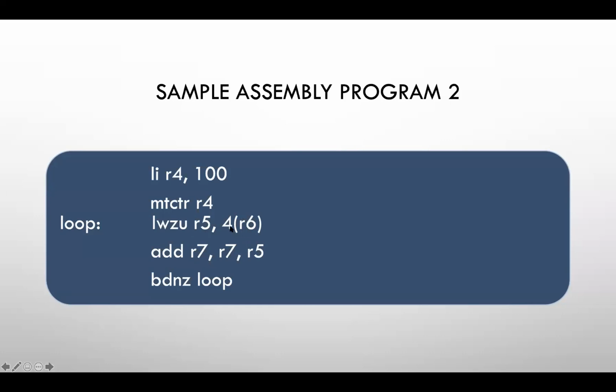So R6 basically is updated with a new address or a new value. And whenever you are loading in this loop, you are loading actually every time from the next 4 bytes. And this is a load word. So you're basically loading a word every time, and the next 4 bytes will take you to the next word.